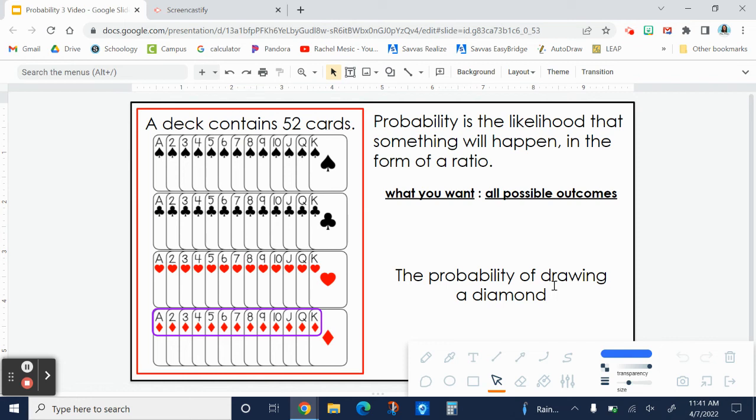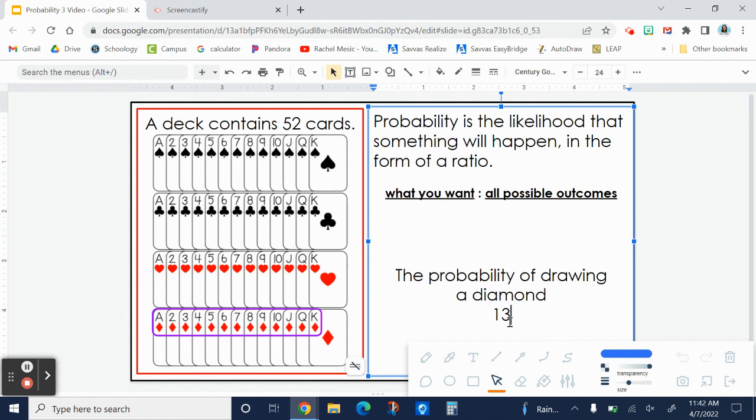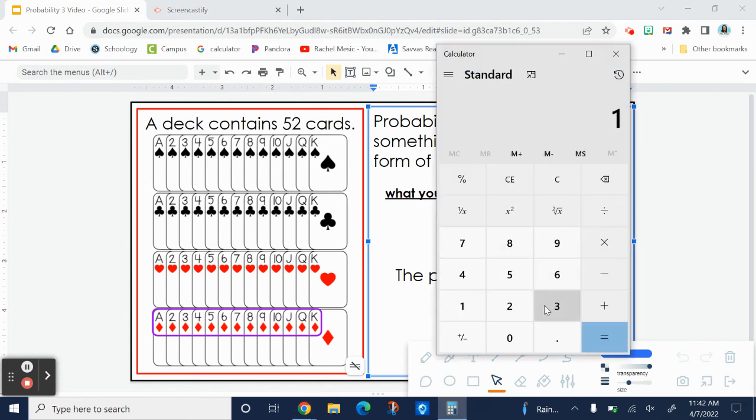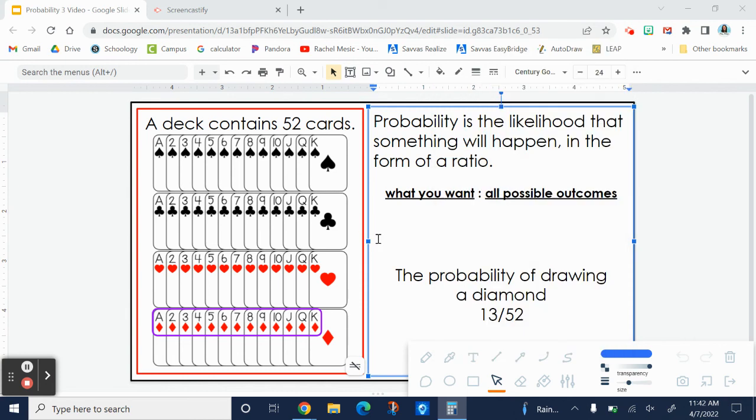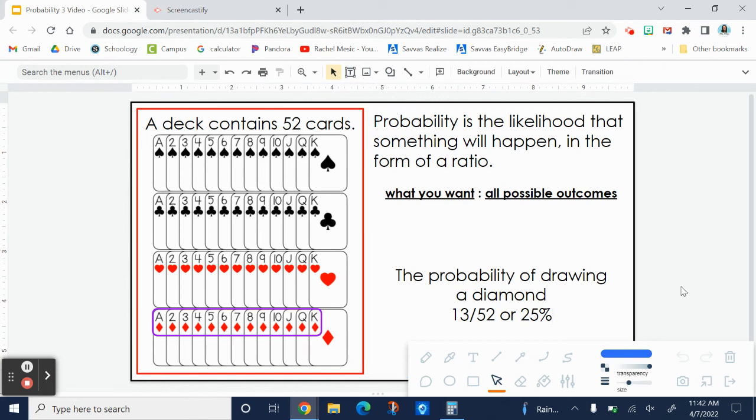What is the probability of drawing a diamond? There are 13 of each suit in a deck of cards. So there are 13 diamonds. Let's change this to a percent. So we're going to do 13 divided by 52 because there's 52 cards in all. And then we move the decimal 2 to the right. So 25%. That again would be unlikely.